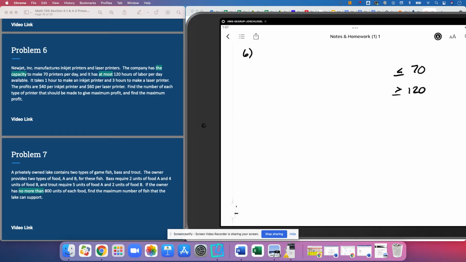So there's only 24 hours in a day. They're obviously taking the number of people they have working and multiplying by how many hours they are working to get that. So 70 printers per day. And so that's the total number of printers. And we have 120 hours of labor available. So again, we identify our totals, we put our signs, and we label. Next for us is going to be to figure out what information goes here and what information goes here.